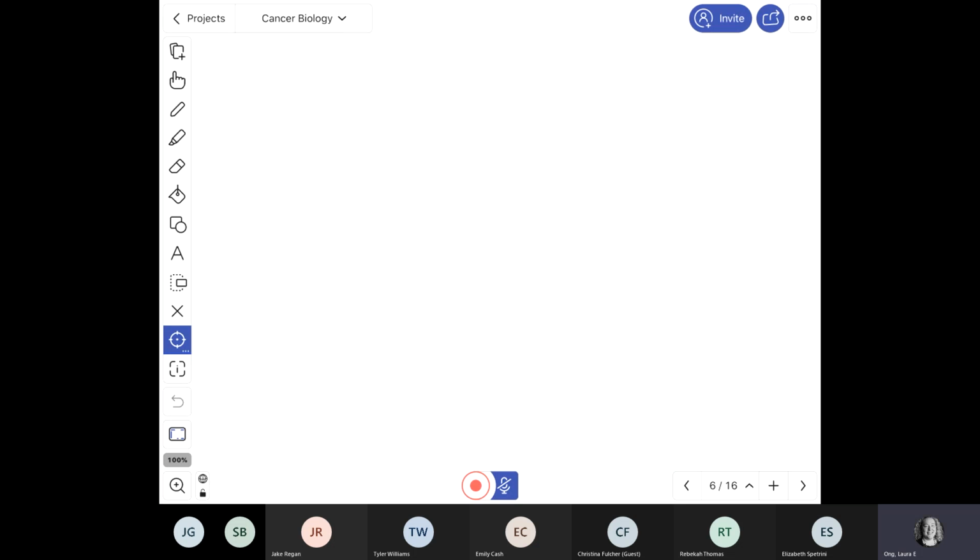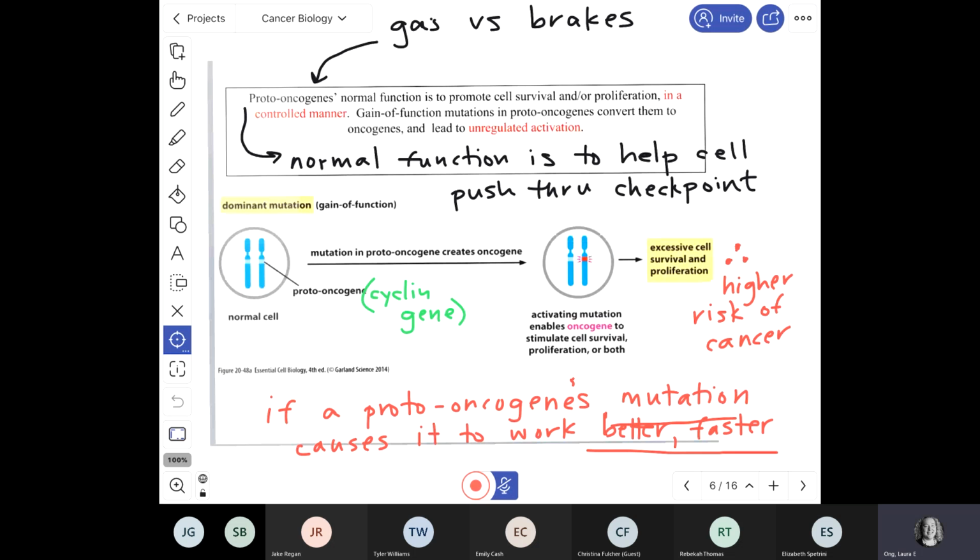So this kind of activation of a gene that normally causes a cell to go through the cell cycle in a forward direction is promoting division, it's promoting survival. It only takes 1 copy getting that mutation to cause the effect. So you only have to have 1 copy changed if it's a gain of function mutation in an oncogene.